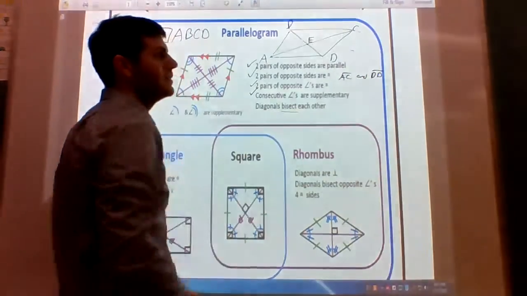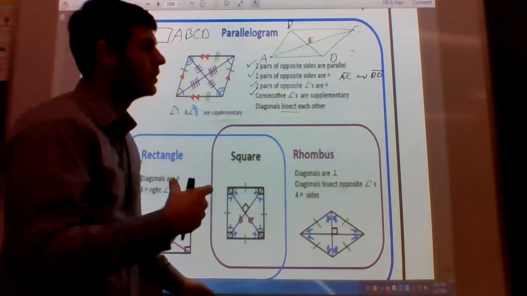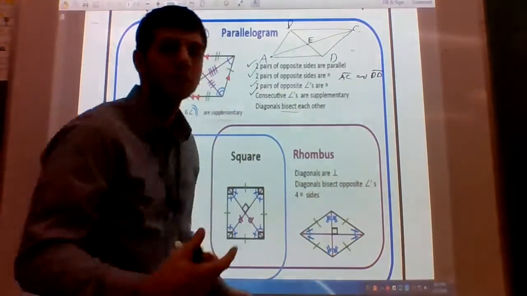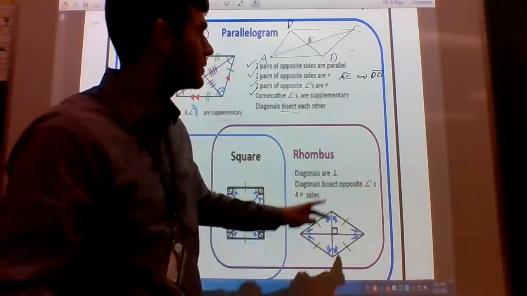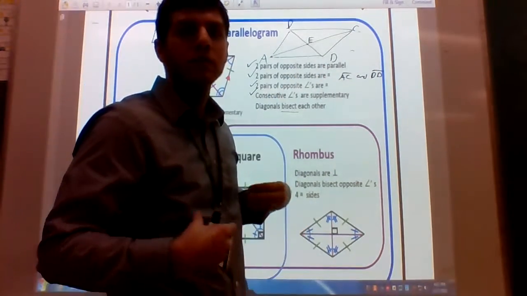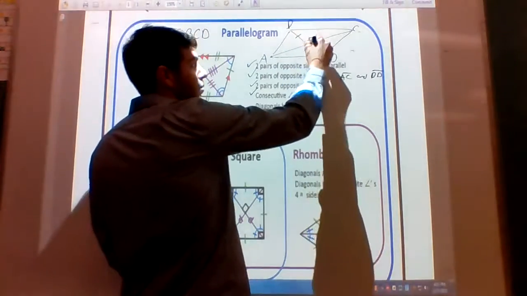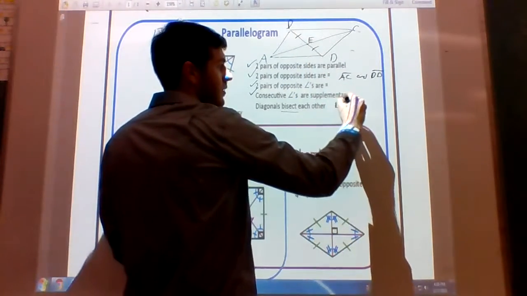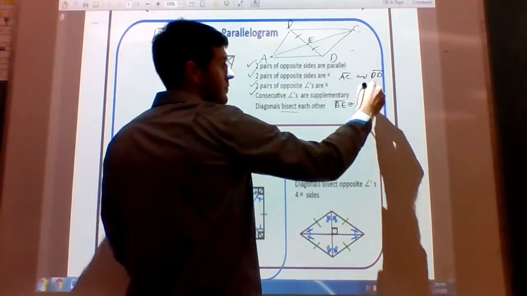So AC and BD bisect each other. If AC bisects BD, that means it splits BD in half. It splits the segment BD into two congruent segments. The place where they meet is E. So E is going to split segment BD in half, into two congruent segments. So BE is going to be congruent to ED.